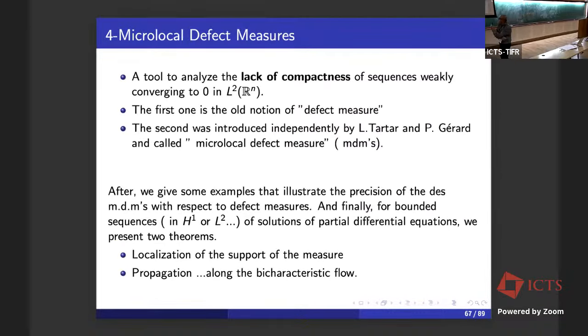Two words about microlocal defect measures. Remember the first day we have said we can prove observability estimates by propagating wavefront or so regularity or propagating microlocal defect measure support. I mean compactness or lack of compactness in H1 or L2. This notion was introduced independently. For the publication, there is some months of difference. Only the referees can say which of the two papers was first. I don't know. So we'll say at the same time, let's say the same day.